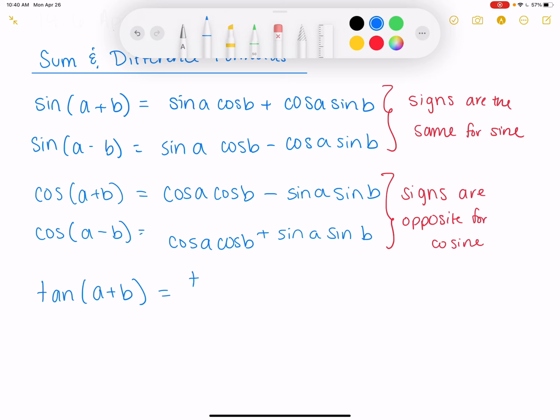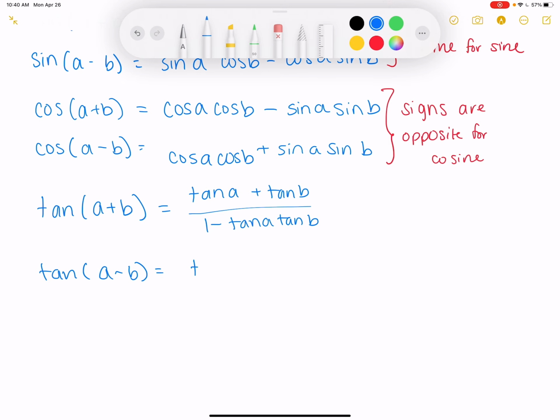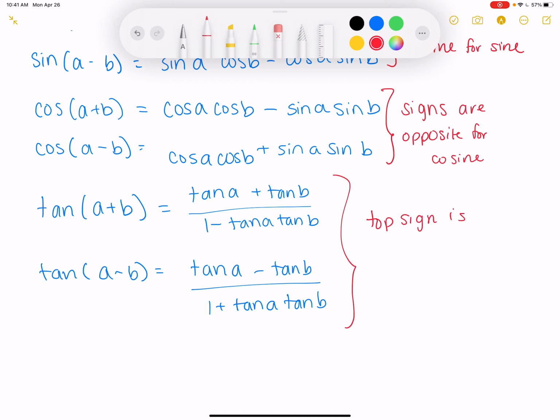Tangent of A plus B is equal to the tangent of A plus the tangent of B over 1 minus the tangent of A, tangent of B. Tangent of A minus B is equal to tangent of A minus tangent of B over 1 plus tangent of A, tangent of B. So for these ones, the top sign is the same. Bottom sign is opposite.